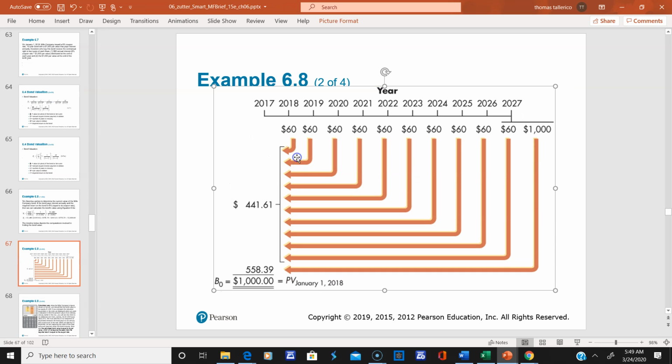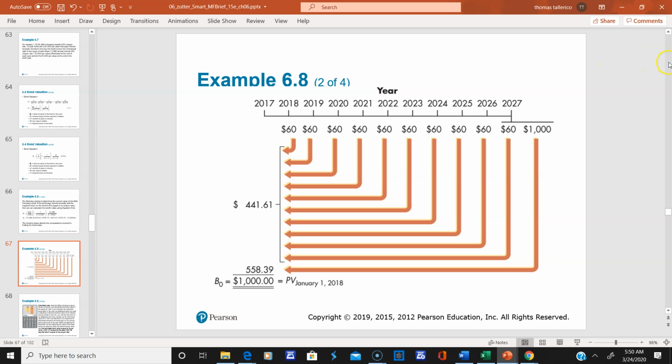Okay, so here's a table timeline showing each payment being brought back to the present, right? And you can see you're doing a present value for each $60 coupon, and then you bring your money back to the present that you get back at the end. And if you add these up, you'll notice this comes out to $1,000 in this particular case because the coupon and the required return are both $60. Okay, so that's how that all works.